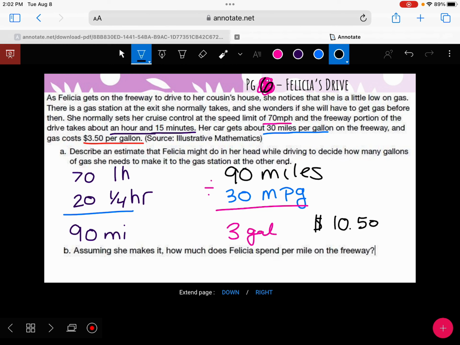Were any of these calculations so complex she would have needed to pull to the side of the road to do math on her phone? No, it's just an estimate. So it's not specific. It's not exact. It's not super precise right here. This was just an estimate.